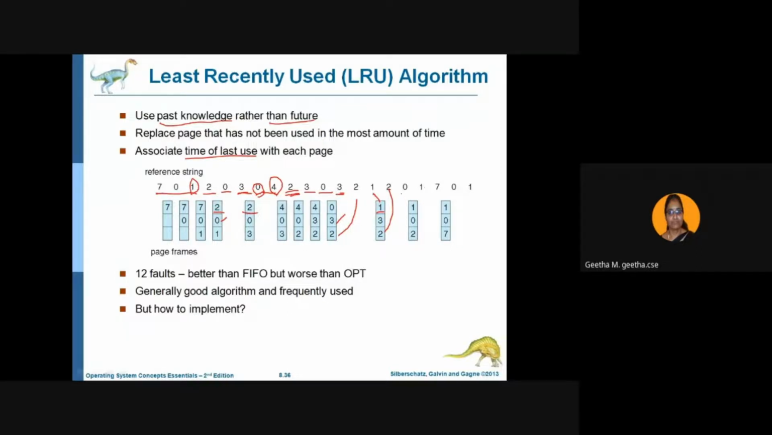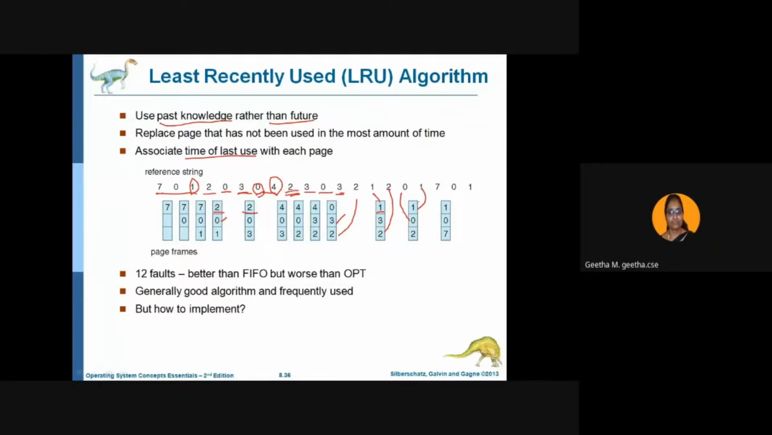The next reference is to the page 1. So it is already available. So no fault occurs. Then the next one is page 7. So it is not in memory. So now again a page fault occurs.